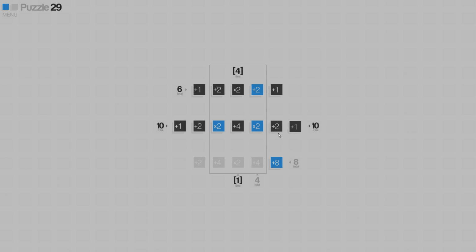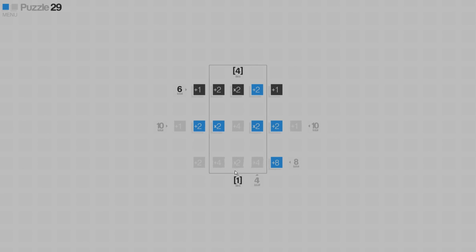If we used +1 + 2, or 1 times 2, that's 2, plus 4 would be 6, times 2 would be 12 already. That doesn't work, yeah? So the only possible solution to come up with a total value of 10 in both directions is +2 times 2 times 2 plus 2. A perfectly symmetrical solution like this.